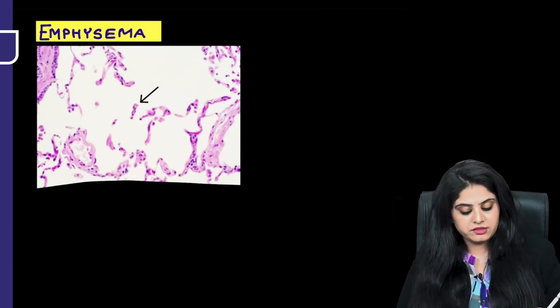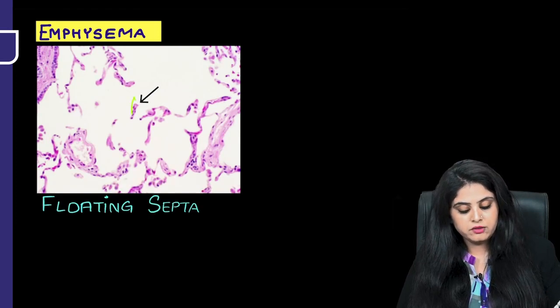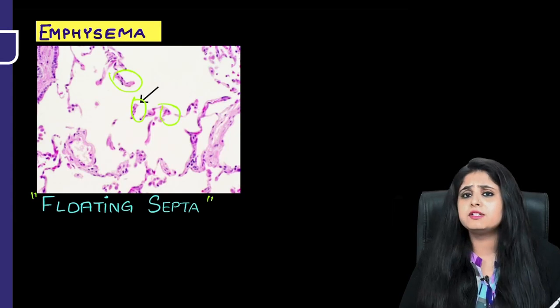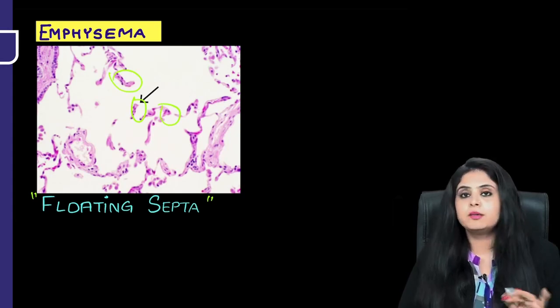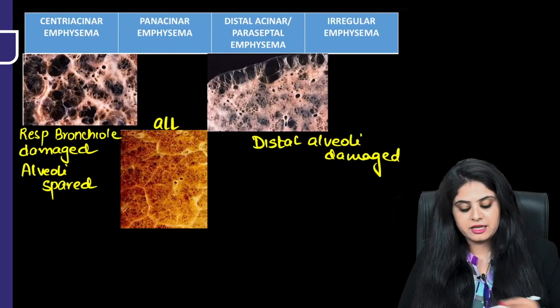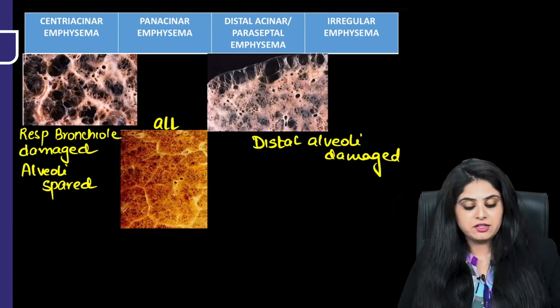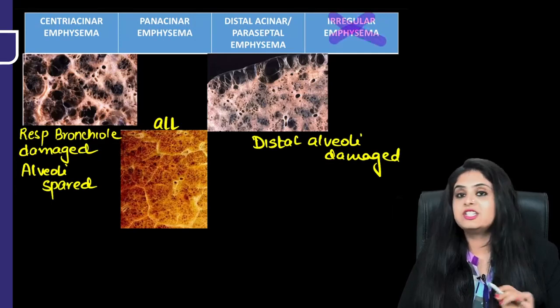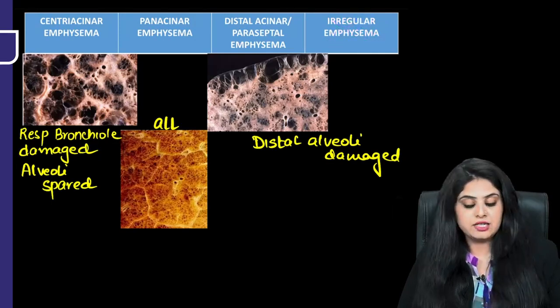Walls are broken, as you can see over here. You can see that all the walls are floating around. So what you see are floating septa. Guys, do you remember what were the different types of emphysema? Walls are broken, floating septa is fine, but different types are going to be, let's quickly revise, centriacinar, panacinar, distal and irregular. Irregular pe to question nahi aayega, so I don't have any image on it.